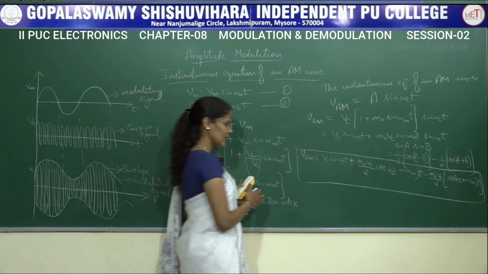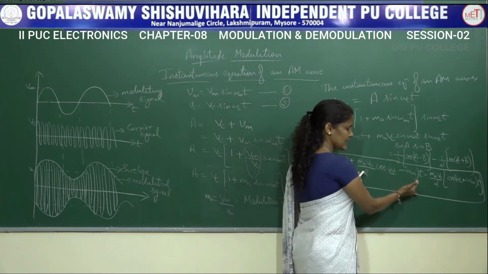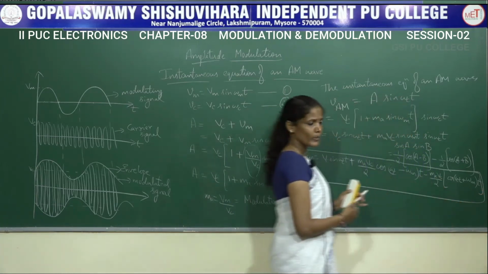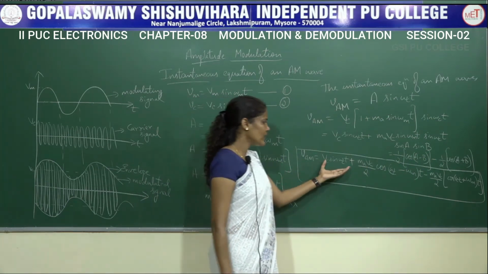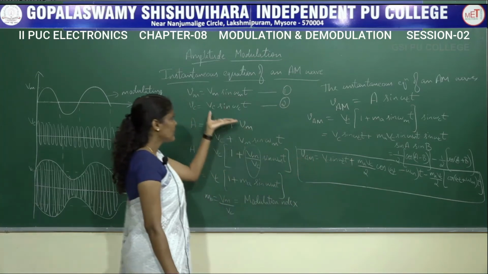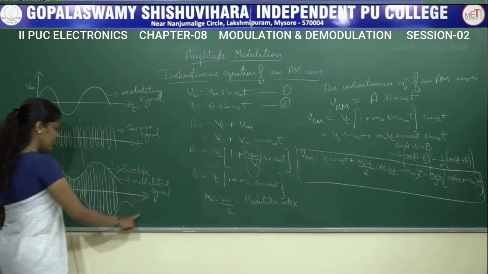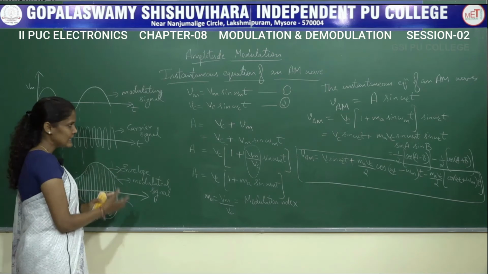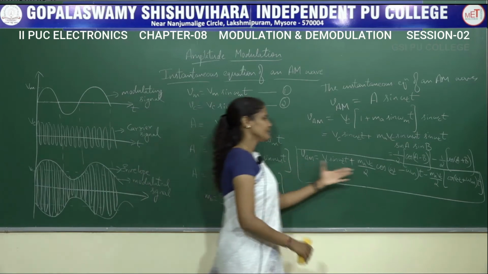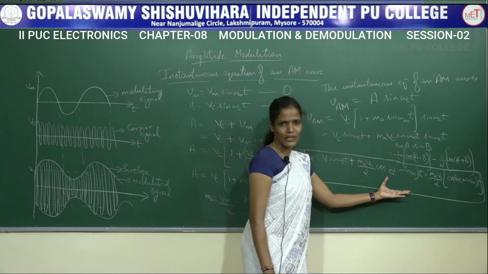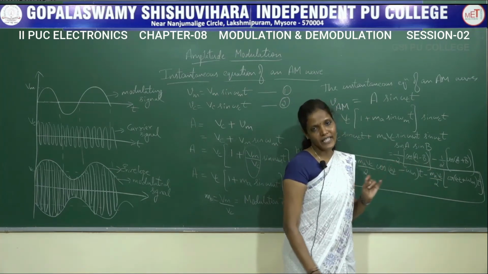If you look at this particular equation, I am having 3 different components. This is one component, this entire thing is another component, and this is one more component. So the first component is the same as Vc sin omega c t. That is, the final modulated signal contains the carrier signal component also, plus the other 2 components, which will be called the lower sideband component, and the upper sideband component.